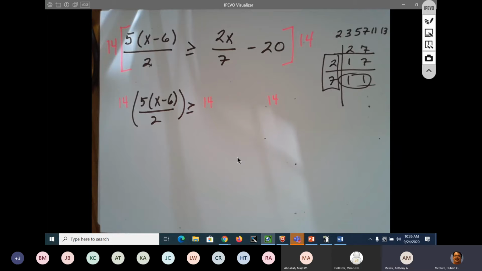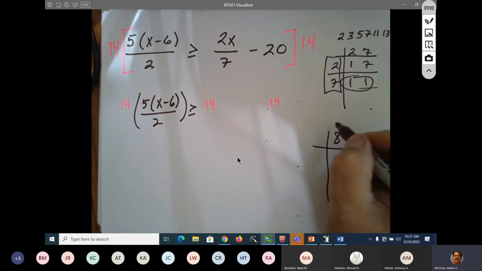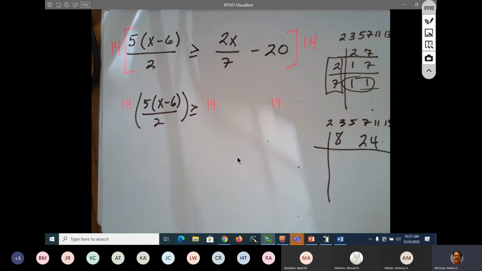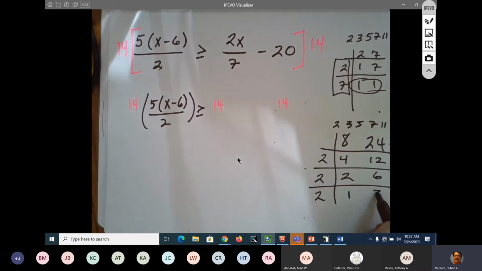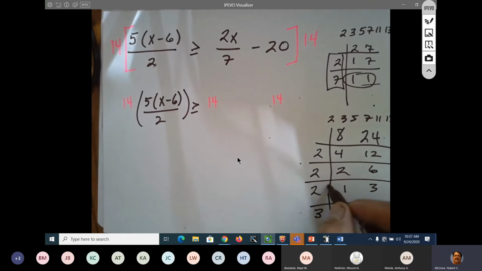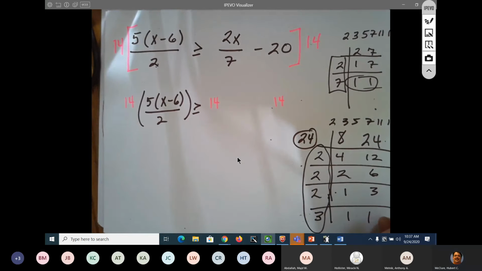Does that help? A lot more. Yeah, definitely a lot more. Because if you got something like 8 and 24, a lot of people just multiply them. Well, that's not the way you do it. 2, 3, 5, 7, 11, sometimes 13. 2 will be a 4 and a 12. 2 will be a 2 and a 6. 2 will be a 1 and a 3. And 3 will be a 1 and a 1. 24 is your common denominator. A lot of people would say 8 times 24 and get 184 or 192. You don't multiply them together. That's how you find the common denominator. A lot of people don't even know about this because they never were taught. That's why they can't do fractions.